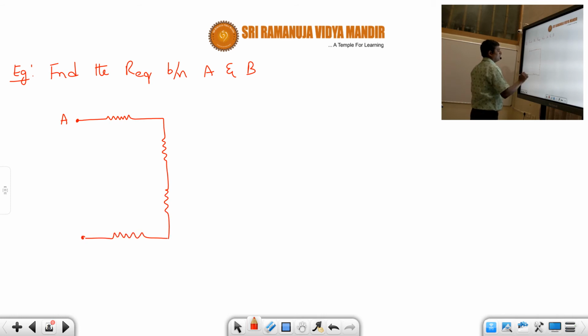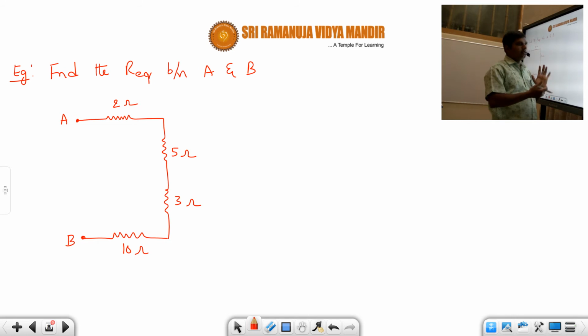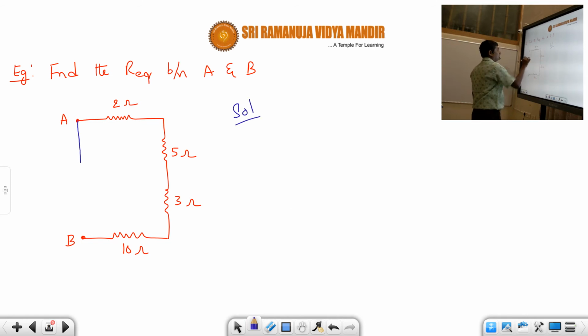Now here I am giving some in horizontal direction, some in vertical direction. Suppose, let us say, this is 2 ohms, this is 5 ohms, this is 3 ohms, and this is 10 ohms. Okay, students. So here you may feel that some are horizontal, some are vertical. Doesn't matter. Whatever the type of connection they have given, we just have to follow the standard procedure. What is the standard procedure, students? Just connect one battery, or cell, to the terminals A and B of voltage V, and start the current flowing from the positive terminal, and just see the flow of current.